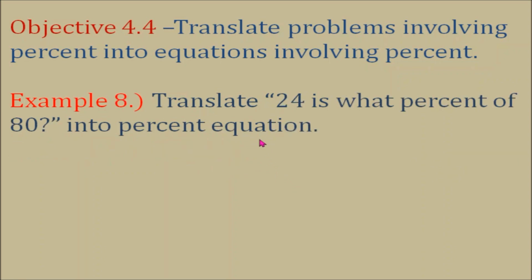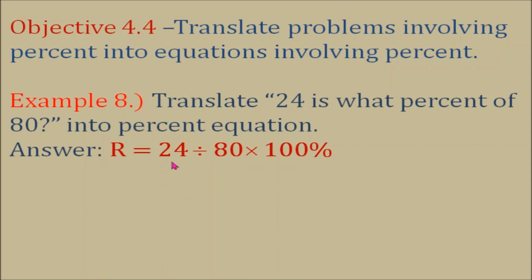Example number 8, translate 24 is what percent of 80 into percent equation. So what we need to find here is the rate, because it says 24 is what percent of 80. So this 24 is our P, and this 80 is our B. So our percent equation is R equals 24 divided by 80 times 100%.